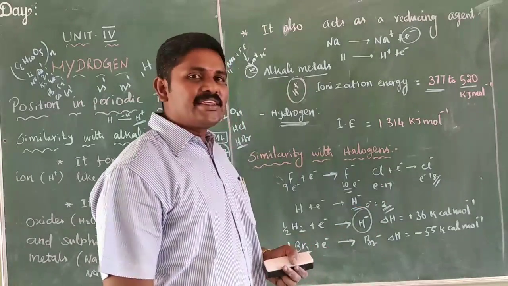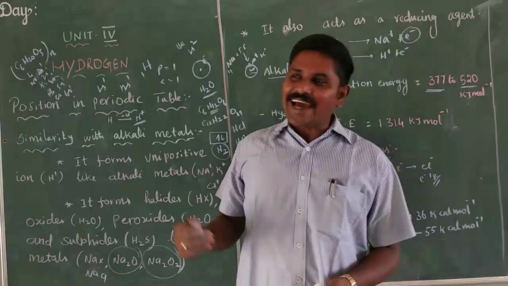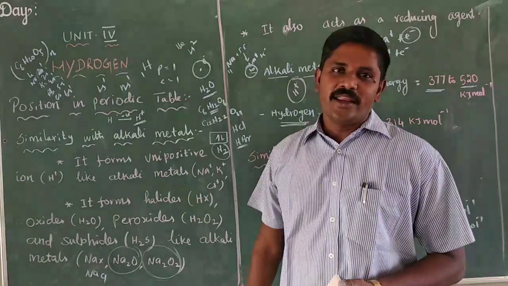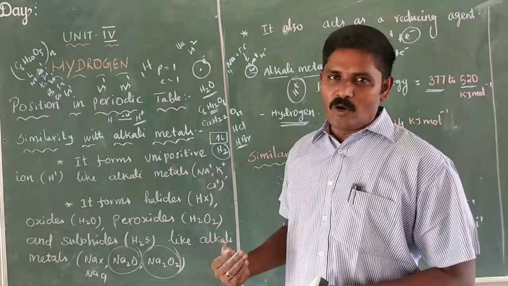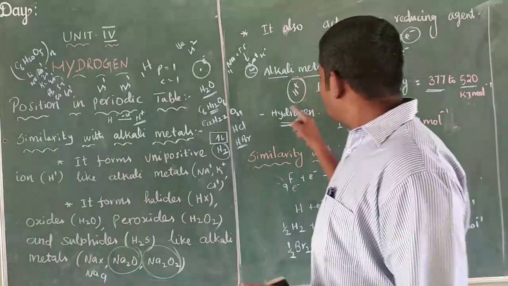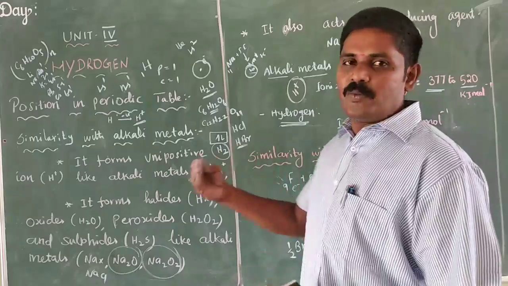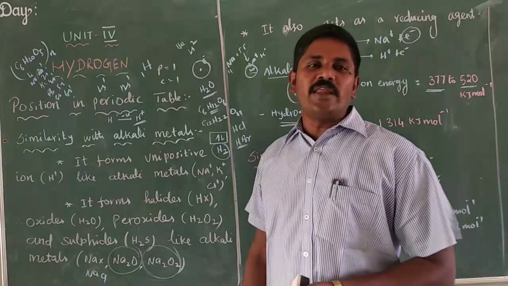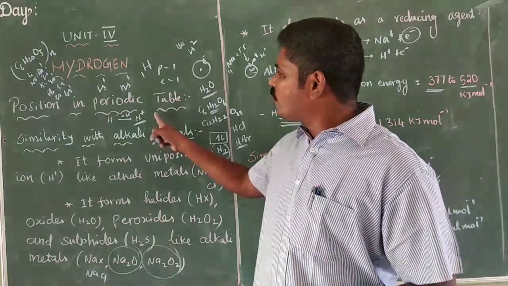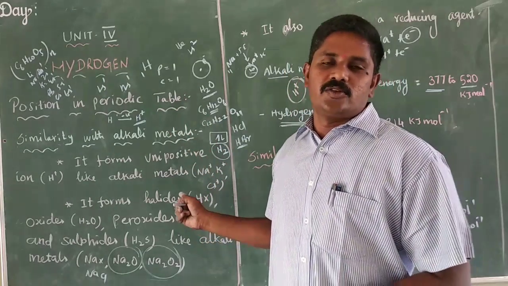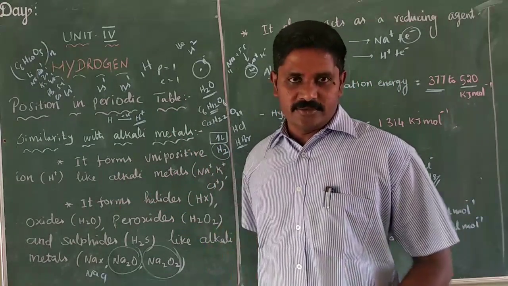Since hydrogen shows similarity with alkali metals as well as halogens, it is difficult to find its correct position in the periodic table. However, in most compounds hydrogen exists as H plus. So the reasonable place in the modern periodic table is group 1 along with the alkali metals, as published by IUPAC.